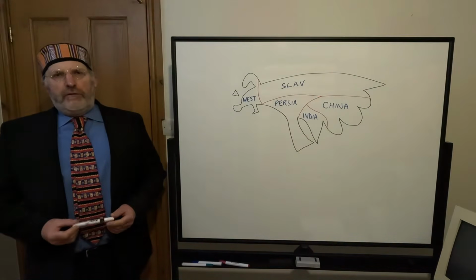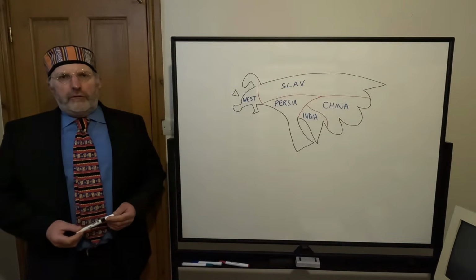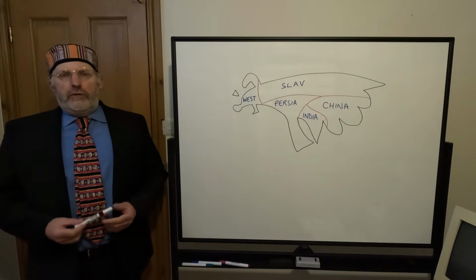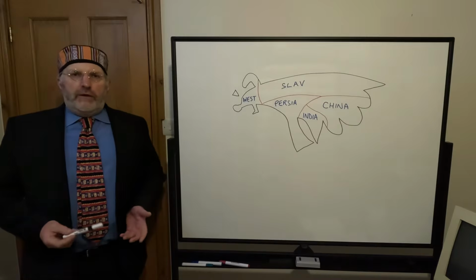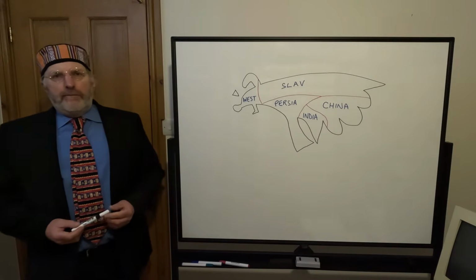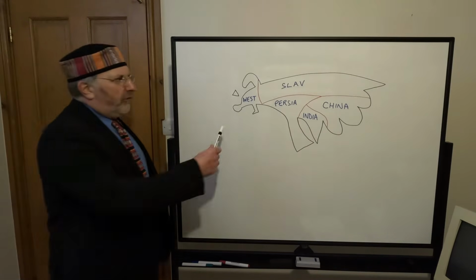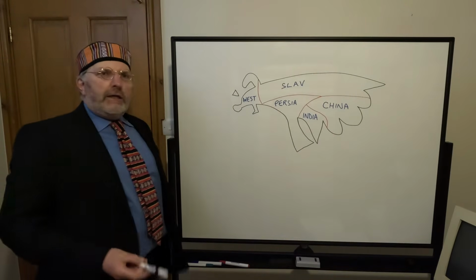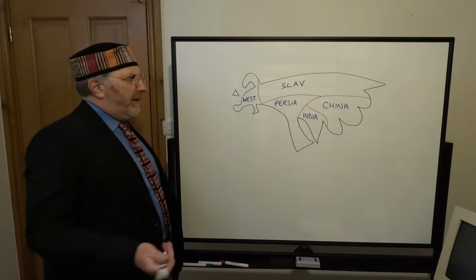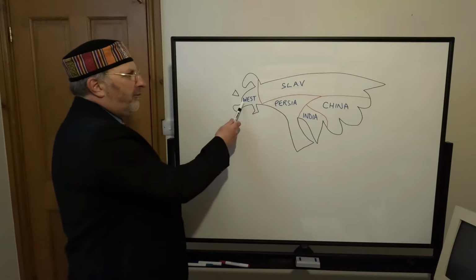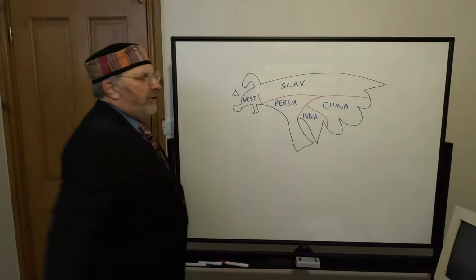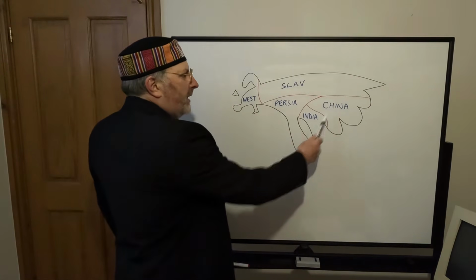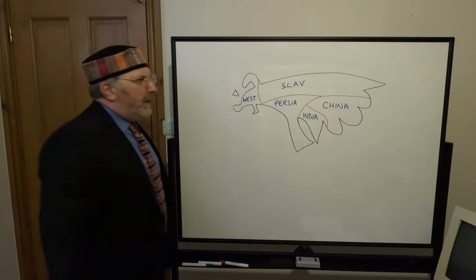So in part two of this lesson on civilizations as a unit of historical analysis, we're going to consider how many of these units there are and what they are. And we can start with this diagram of Eurasia, showing it divided into 5 major civilizations. So we have the West, the Slav civilizations, so basically Russia, Persia, China, and then India.